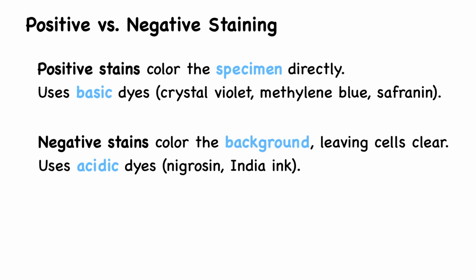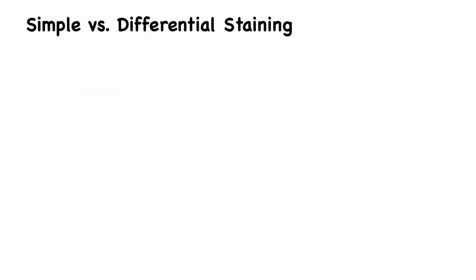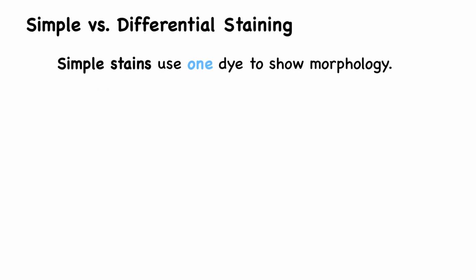And then there's negative stain, where the dye is going to stick to the background, not the cell. So in this case, it's going to use acidic dyes like nigrosin or India ink. The cells are going to appear bright against a dark background. Then there's simple versus differential stains. Simple stains use one dye in a single step.